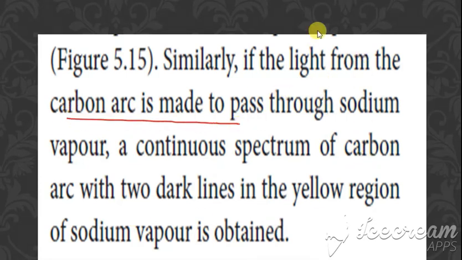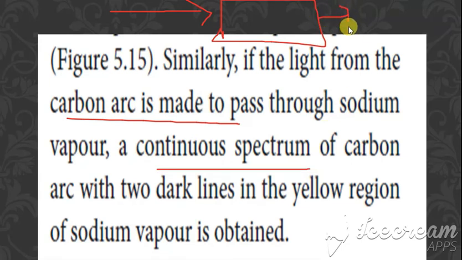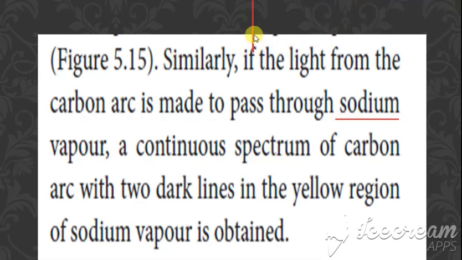So the light from the carbon arc is made to pass through the sodium vapor. When we pass it through sodium vapor, it gives a continuous spectrum. So there will be a continuous spectrum with two dark lines, and in which region? In the yellow region. So why the yellow region? Since sodium is yellow in color, we'll have a yellow background with two dark lines. Okay, so with two dark lines in the yellow region is obtained. Okay, so this is for line absorption spectrum.